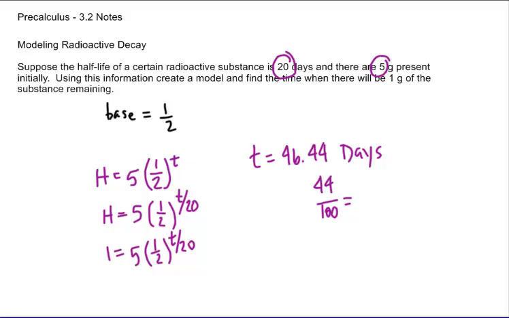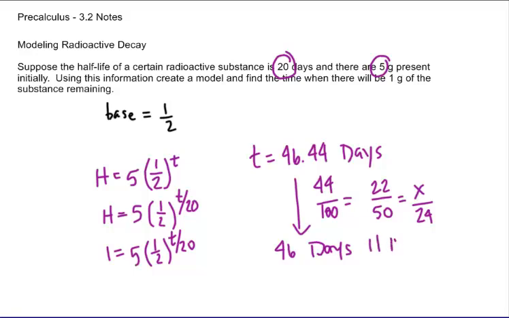And so when you convert that all the way down, if you got 44 hundredths, that would be what? 22 out of 50. Okay, and so relate that back to the number of hours in the day. So when you do this math, this is the same thing as 46 days and about 11 hours for your half-life to go from 5 grams to 1.